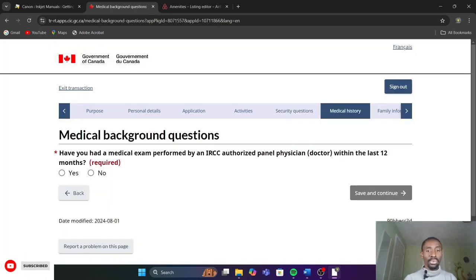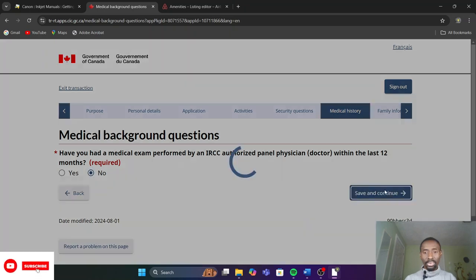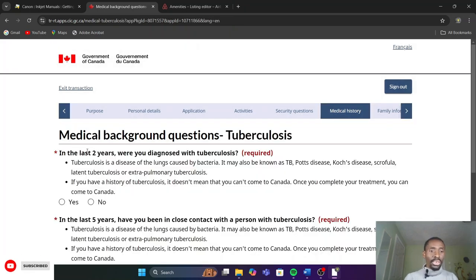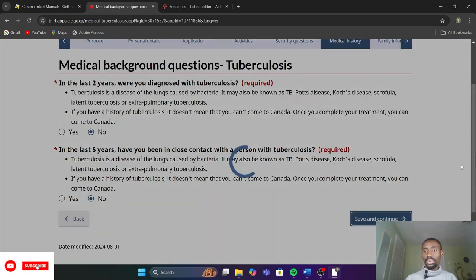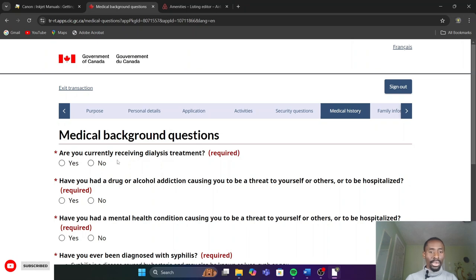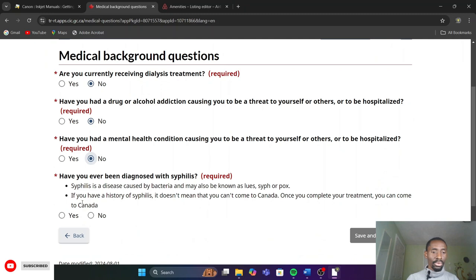Have you had a medical exam performed? No. Our mother is doing it for the first time, so no. In the last 5 years, have you been in close contact with a person with tuberculosis? No. Are you currently receiving treatment? No. Have you had drug problems? No. Have you a mental health condition? No. Have you ever been diagnosed with any? No.